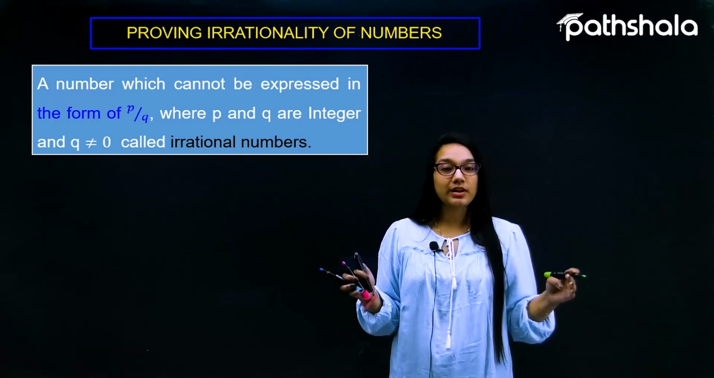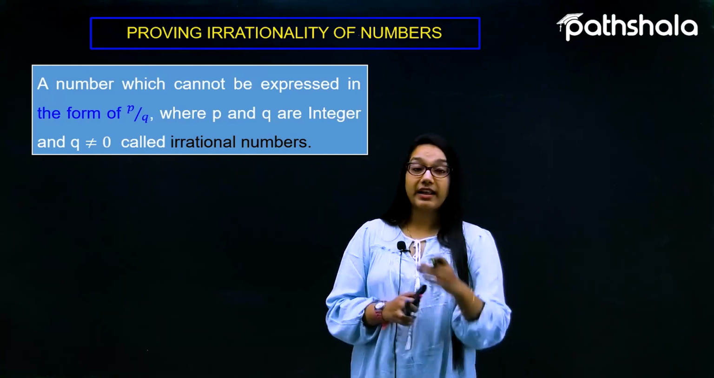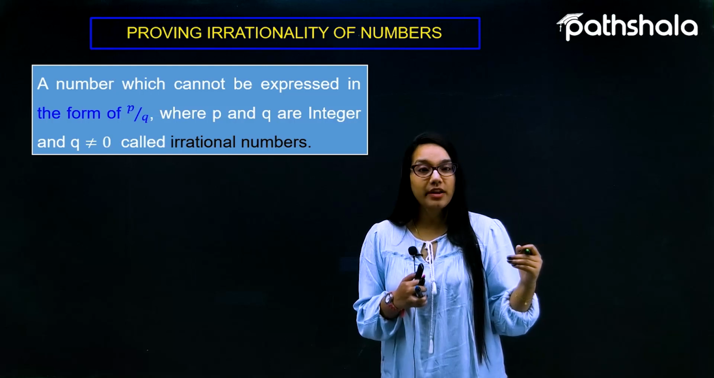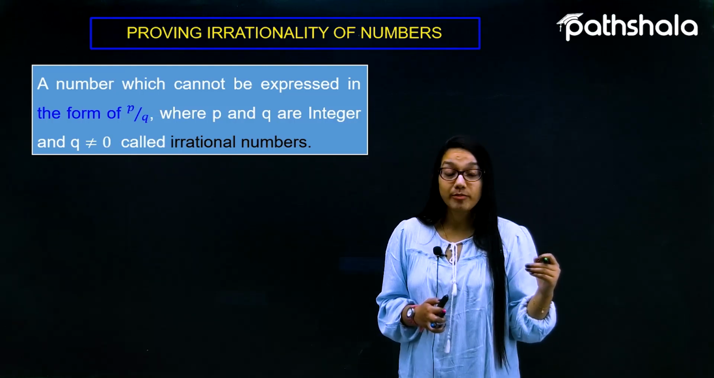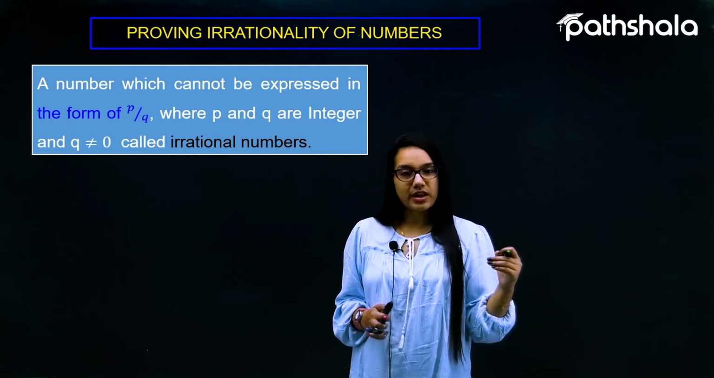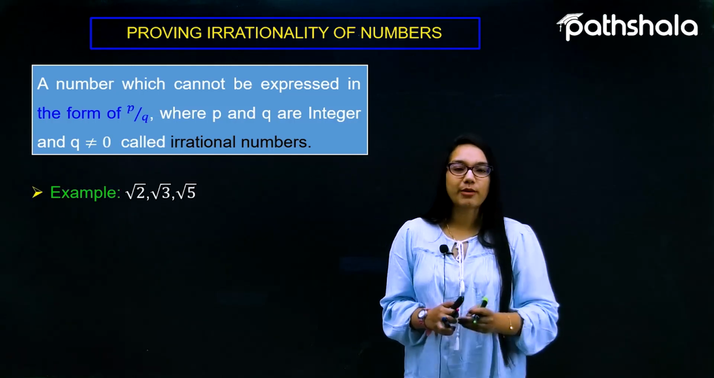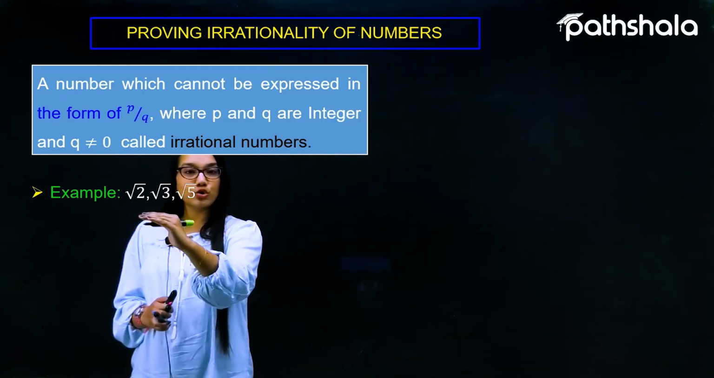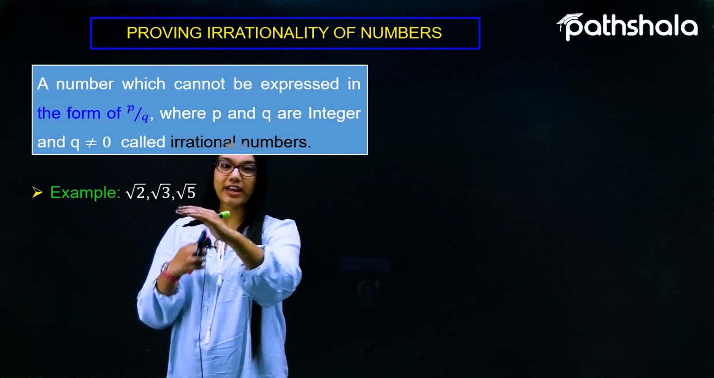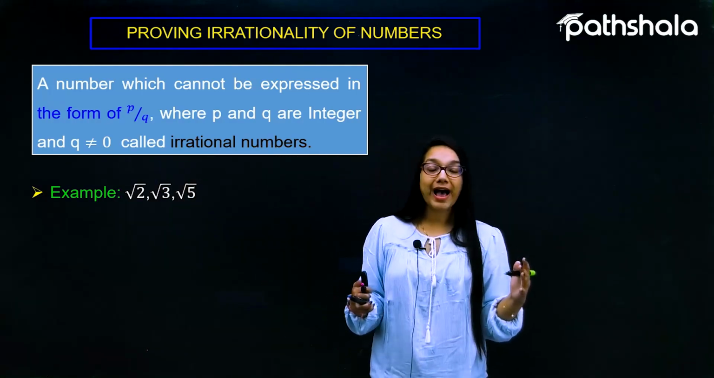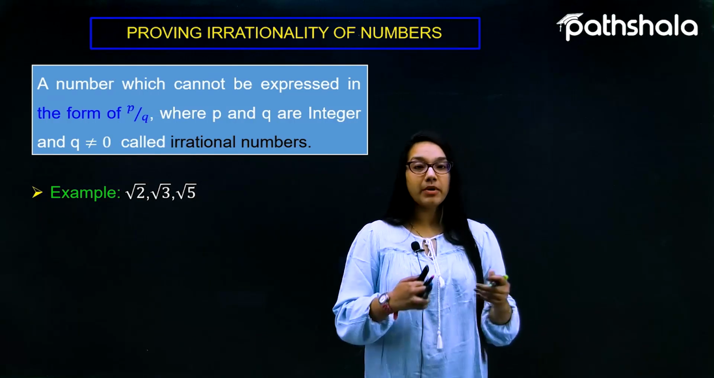So what are irrational numbers? Those which cannot be represented in the form of p by q, such that p and q are integers and the denominator cannot be equal to zero. Those numbers are called irrational numbers. Let us look at some examples of irrational numbers. The examples are root 2, root 3, root 5, root 7, and so on. All these numbers are called irrational numbers.